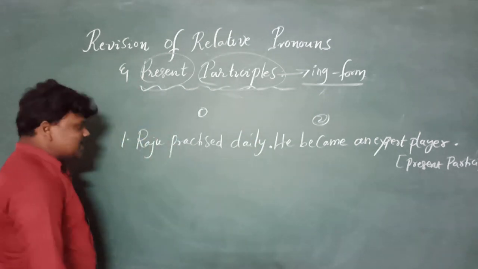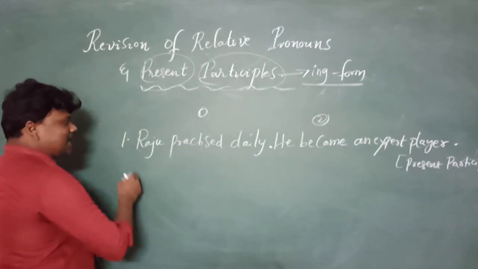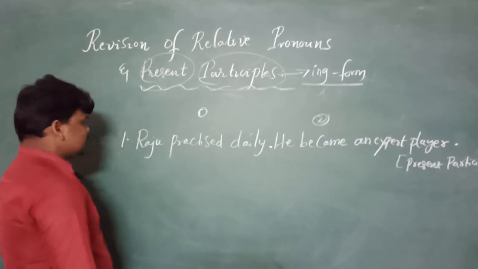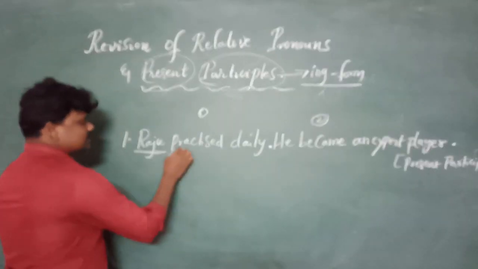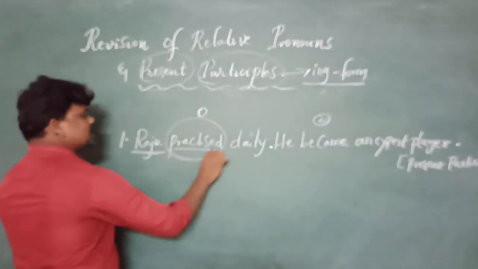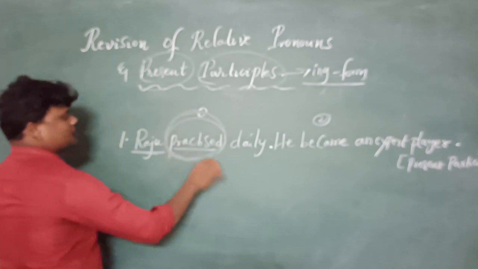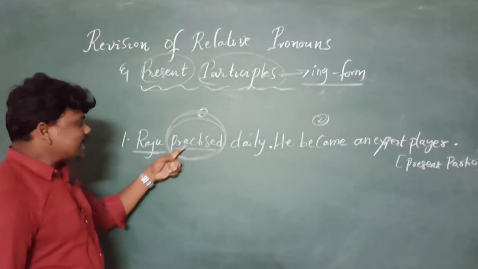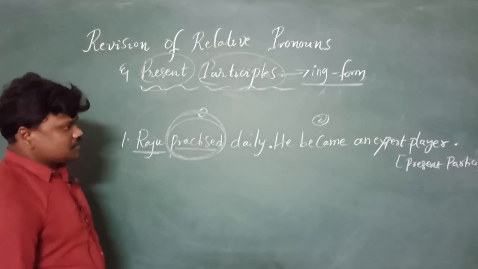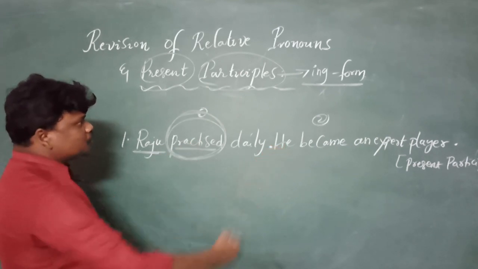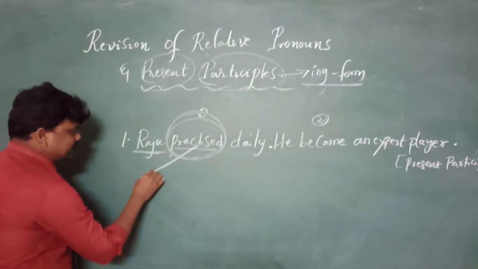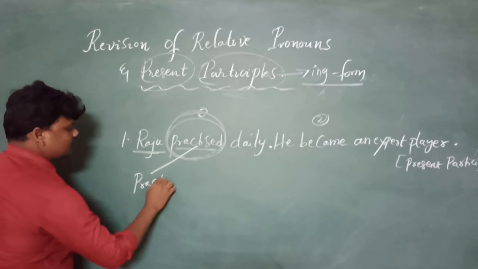In the first sentence, try to identify where the main verb is. This is the subject, this is the main verb, this is the object. What is the main verb here? Practiced. If the instruction is to combine with present participle, make that verb into ing form, which is called practicing.